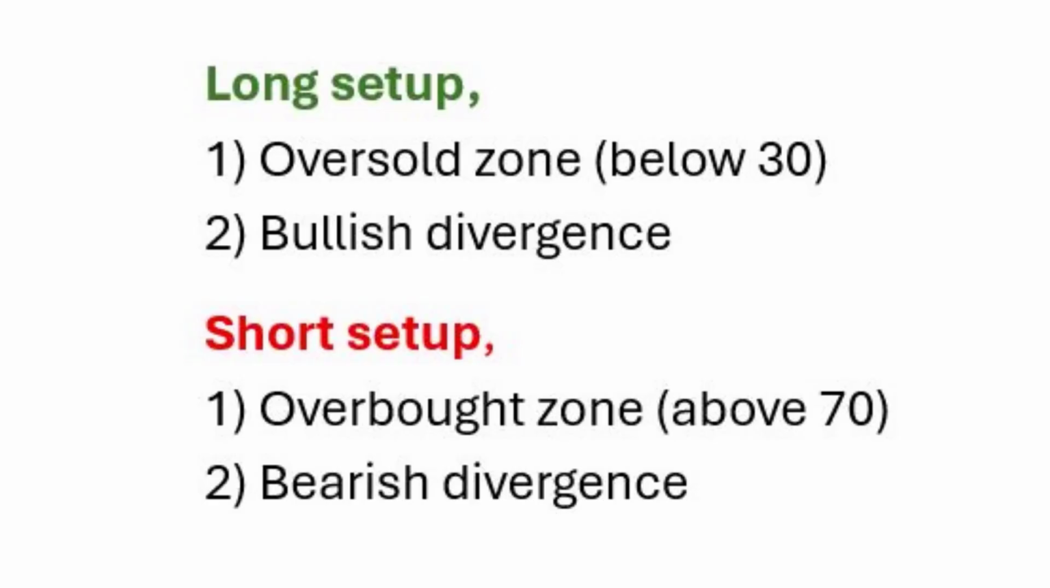When using RSI as a confluence, here's the simple checklist. For a long setup, RSI should move from oversold and start turning up, ideally with a bullish divergence. For a short setup, RSI should move from overbought and start turning down, ideally with a bearish divergence.